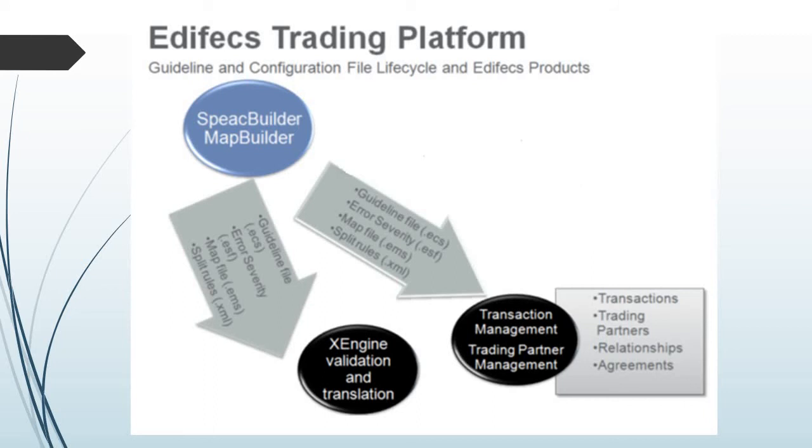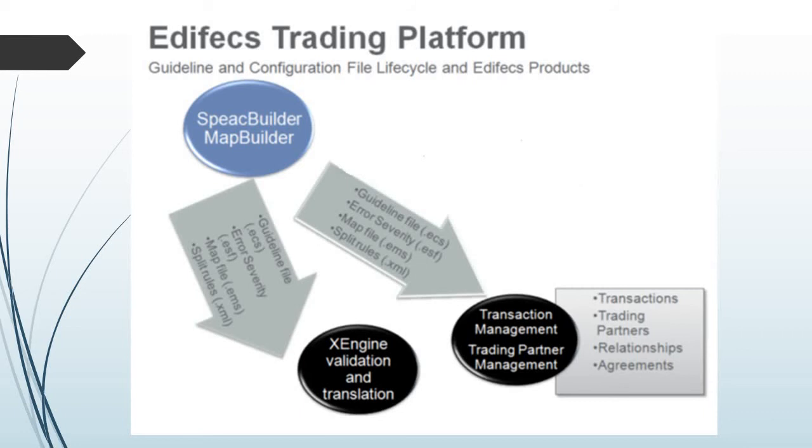So what happens? Spec Builder acts as a design tool for the validation process, and Map Builder is used for the conversion from one guideline to another guideline. A guideline can be an X12 one, it can be a DFF one. Map Builder is used for the conversion purpose. A guideline can also be a customized one, and it is saved with an extension .ecs.